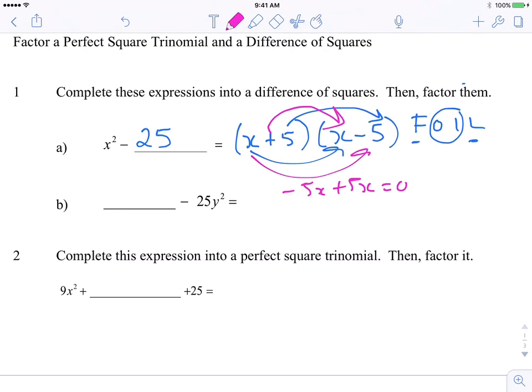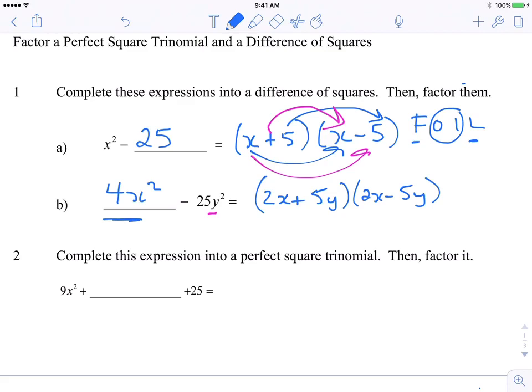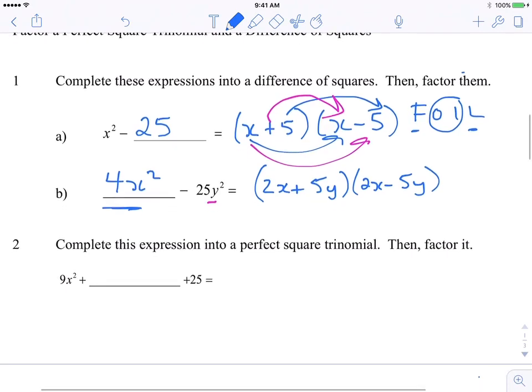Okay, let's try another example here. In this case, you have negative 25y squared. So let's try and make the first term of this binomial a little more interesting as well. Let's call it 4x squared minus 25y squared. I'm just going to make some room here. In this case, we'll have the square root of 4x squared. Well, the square root of 4 is 2, and the square root of x squared is x. And the square root of 25 is going to be 5, and the square root of y squared is y. Those are going to be the two terms that we're going to be using, 2x and 5y. One is addition, one is subtraction. And it's that simple for difference of squares.